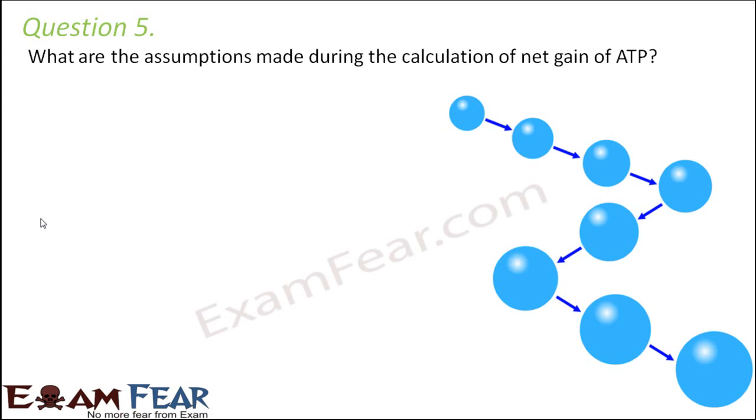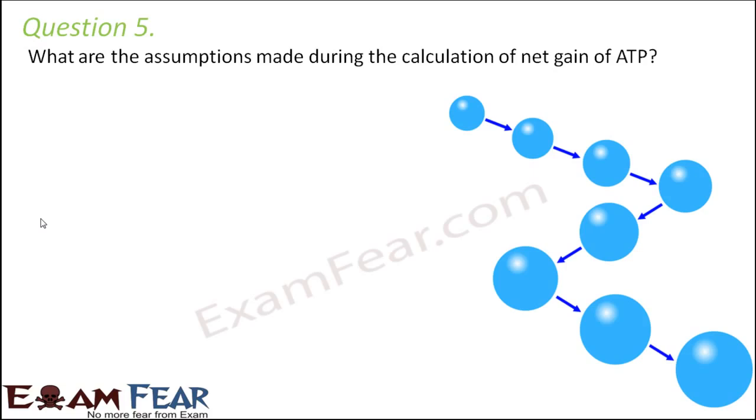What are the assumptions made during the calculation of net gain of ATP? Now, when I finished my discussion on aerobic respiration, I told you that the total number of ATP that is produced is 36 to 38 molecules. So that is a theoretical calculation basically, because when we actually make that calculation, we assume that every NADH molecule which has been produced will give rise to 3 ATP molecules. Every FADH2 will give rise to 2 ATP molecules.